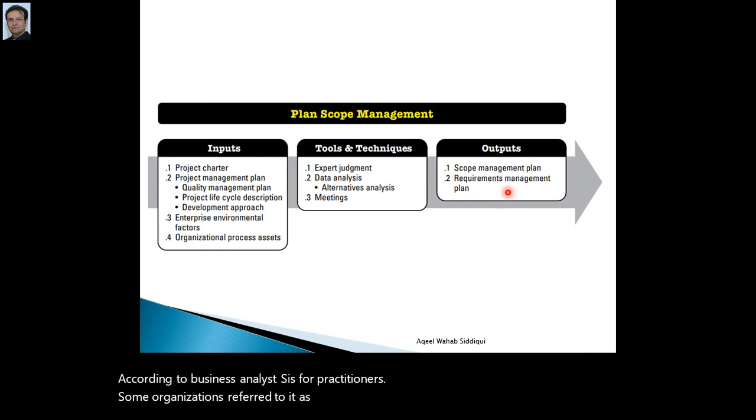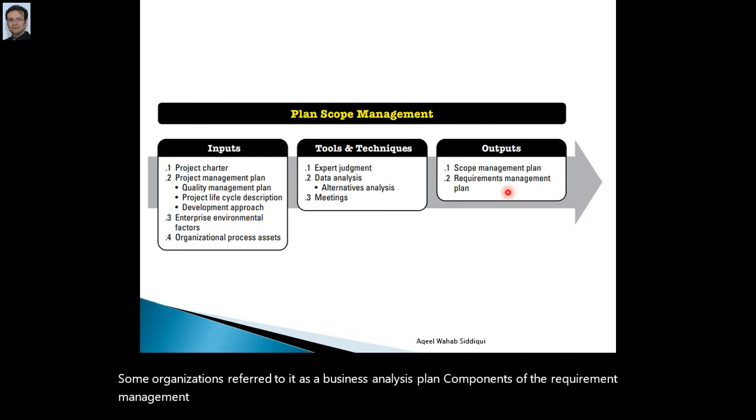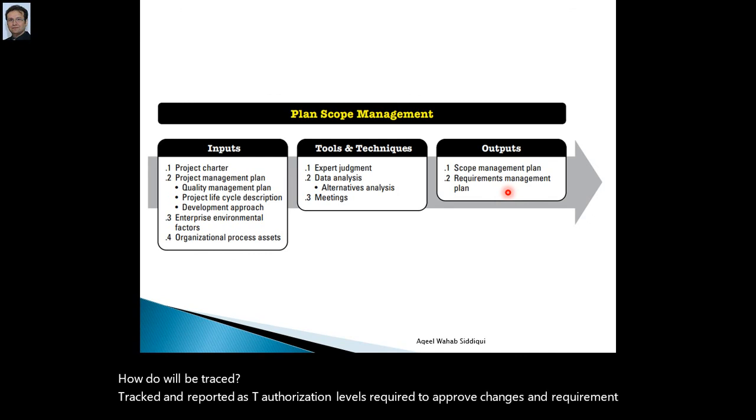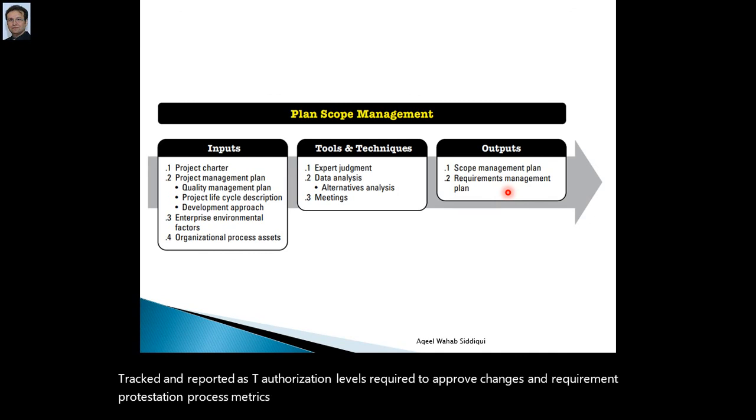Components of the requirements management plan can include how requirements activities will be planned, tracked, and reported. Configuration management activities, such as how changes will be initiated, how impacts will be analyzed, how they will be traced, tracked, and reported, as well as the authorization levels required to approve changes. Also the requirements prioritization process, metrics, and traceability structures that reflect the requirement attributes captured on the traceability matrix.